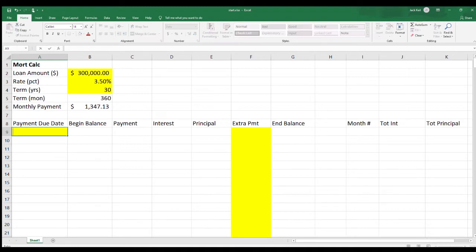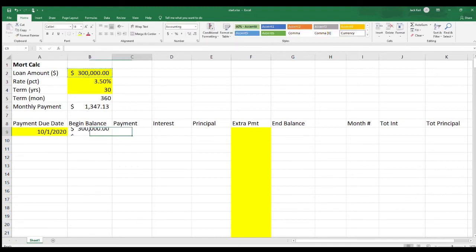For this first cell, we need the first mortgage payment due date. So let's call that October 1st, 2020. The beginning balance is the same as the loan amount. The payment is equal to the monthly payment, but we're going to use the $ signs to make that an absolute reference. So when we drag things, it still points to that B6 monthly payment cell.